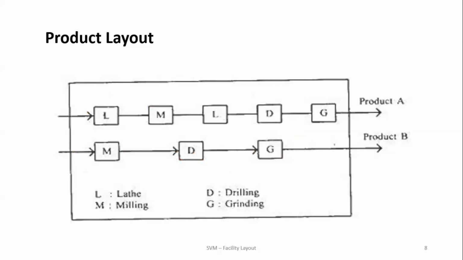This is product layout. You may notice this is one line. This is another line. This line is specifically meant for one product, product A. This line is specifically meant for product B. If something happens in the line, then product B will not be produced in this line. They will never do that otherwise. Till the time this gets repaired, this product will not be produced. So here we have a lathe machine, milling machine, then lathe machine, drilling machine, grinding machine. Here milling, drilling and grinding.